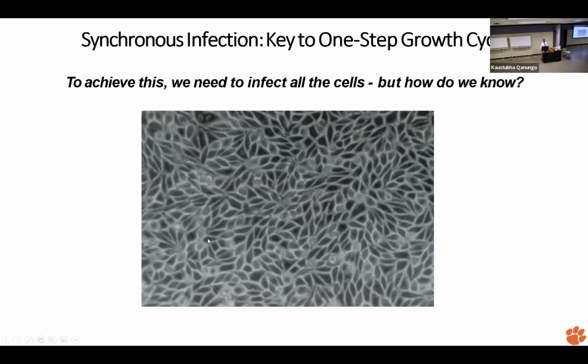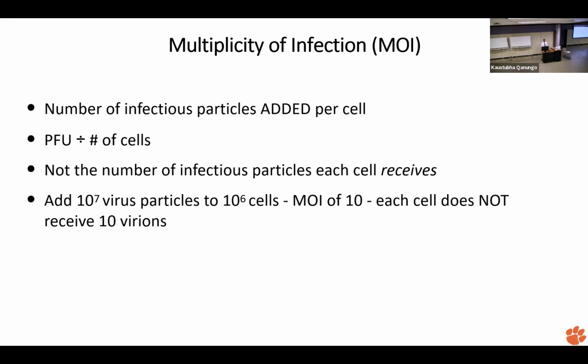So now, to achieve this, we need to infect the cells, but how will we know? So now we are introducing another term, which is known as the multiplicity of infection, the number of infectious particles added per cell, or the PFU per number of cells. Now, this is not the number of infectious particles each cell receives. Say, for example, if you add 10 to the power 7 virus particles to 10 to the power 6 cells, an MOI of 10, each cell does not receive 10 virions.